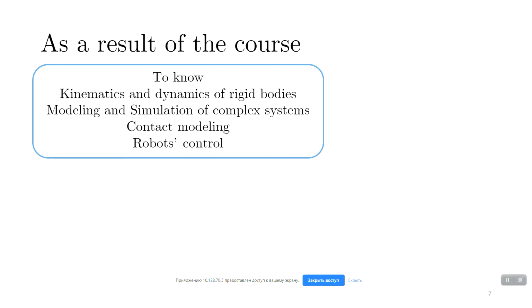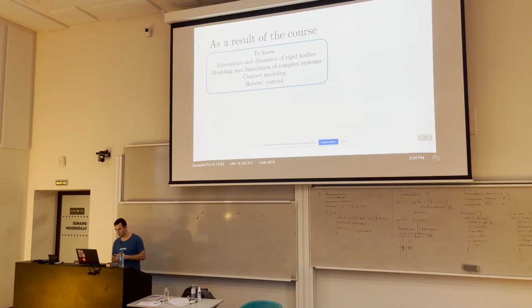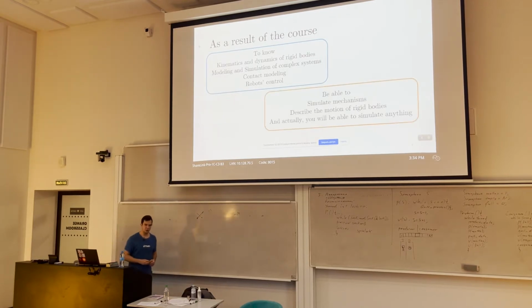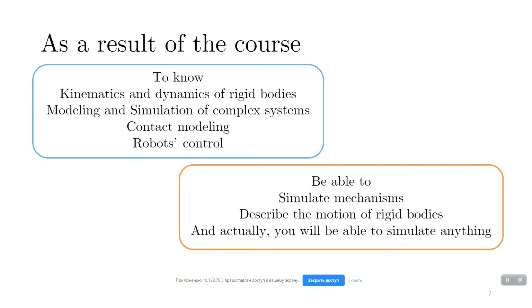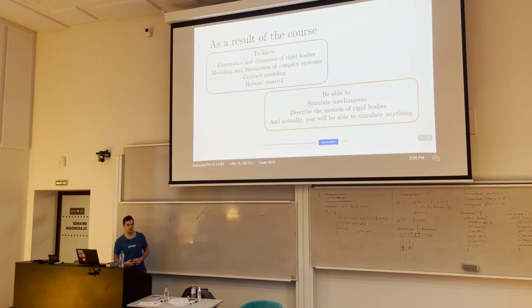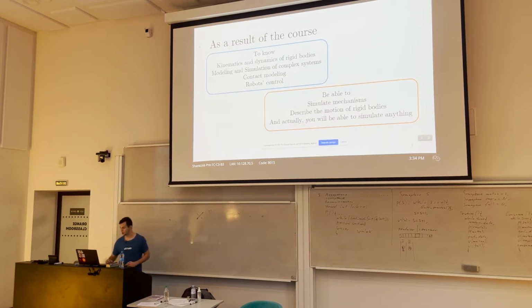By the end of the course, I hope that you will know kinematics and dynamics of rigid bodies. You will know all about modeling and simulation of complex systems. So you will know about different kinds of contact modeling, and you also will be familiar with robot control. You will be able to simulate mechanisms, to describe motion of rigid bodies, and I believe that you will be able to simulate whatever you want, because the concept that we are going to consider is very general, and robotics and mechatronics are just examples of our simulation techniques.